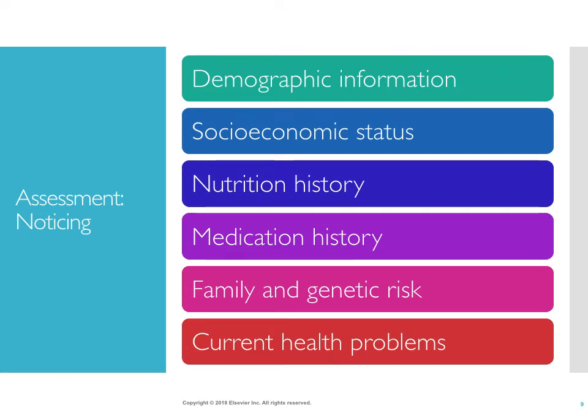We also want to look at what their current health problems are. Is this somebody who's recently started having heart failure and now is being started on medications that affect the kidneys? Like if they're having heart failure, they may be getting started on diuretics. Well, diuretics have a direct effect on the kidneys, and so we may need to monitor their kidney function more closely.